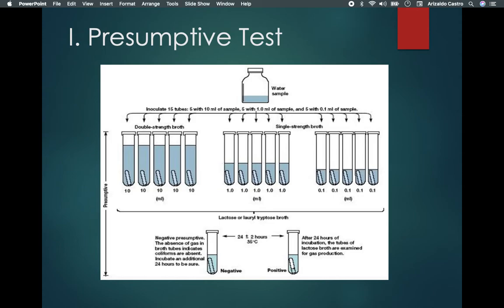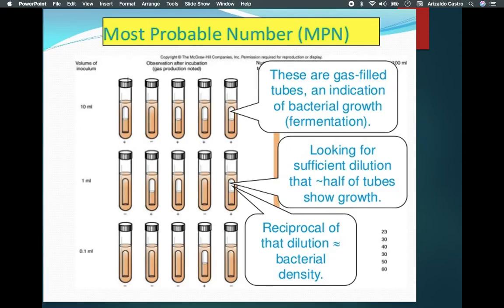We expect that for negative, the absence of gas in the broth tubes means that there's no coliform present. While for positive tubes, in the Durham tube you can see a space, gas bubbles that are trapped. We expect that coliforms are potentially or presumptively present, we can presume that our water sample has coliforms.